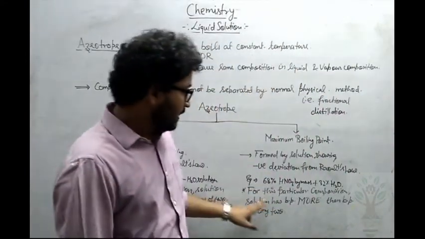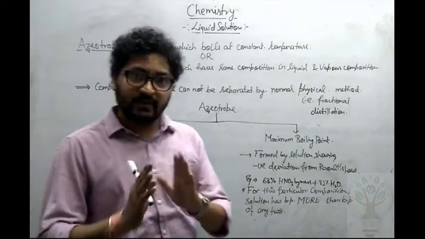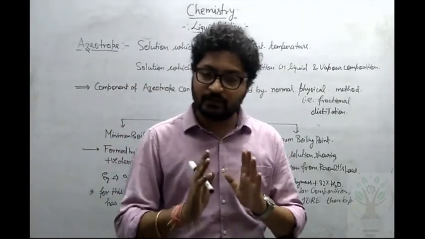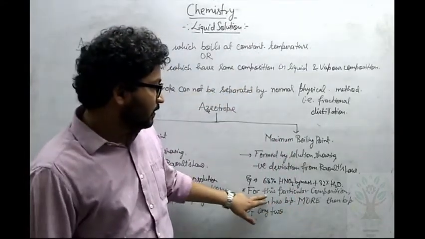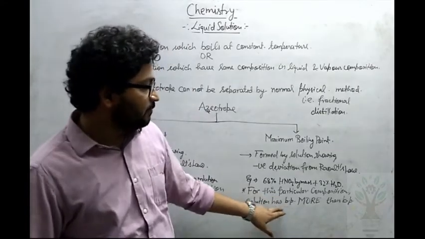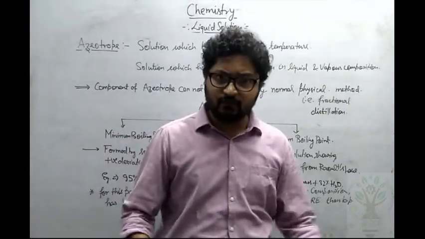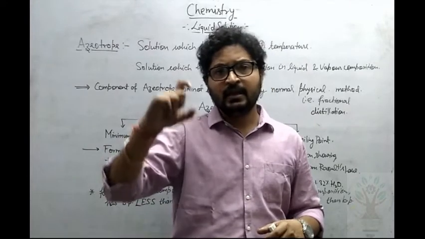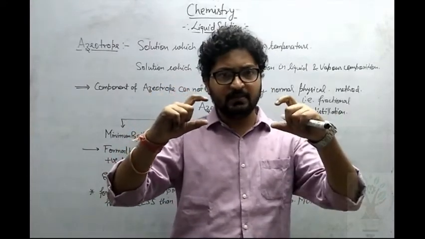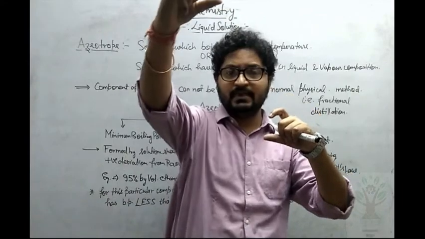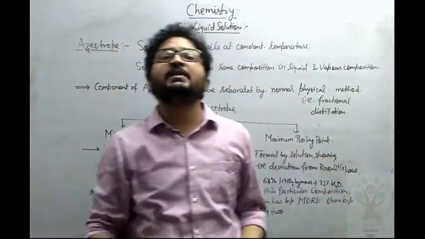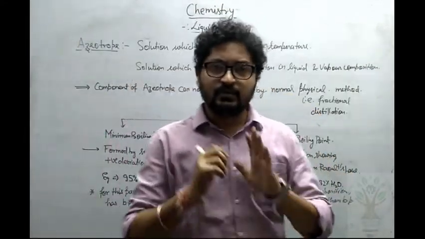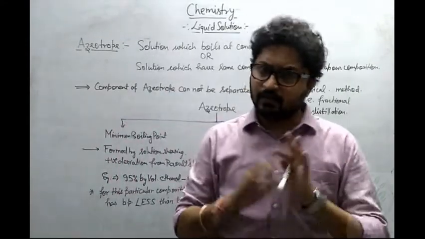In the same manner, whenever your azeotrope is formed, the solution will have BP more than the BP of either of the two. Means let's say A and B are forming a maximum boiling point azeotrope. So A has BP 60, B has BP 70. So the solution will have higher BP than 70, like 75, 80, maybe 90. Are you getting this thing? So this is the definition of azeotrope.